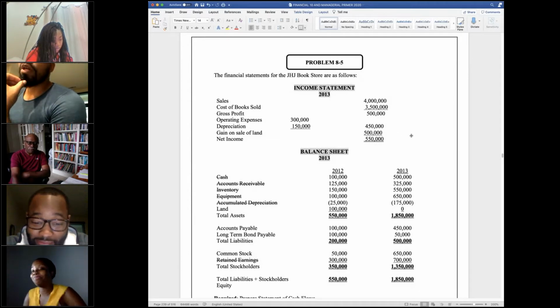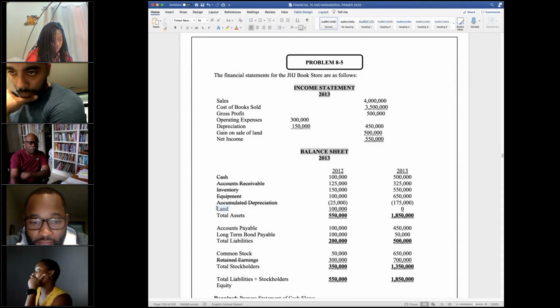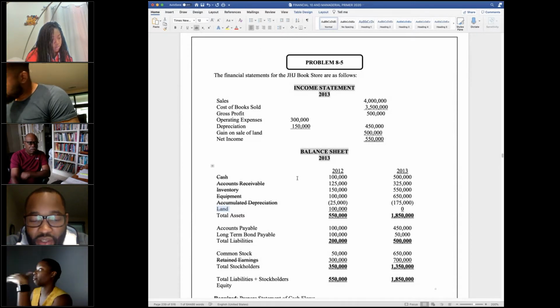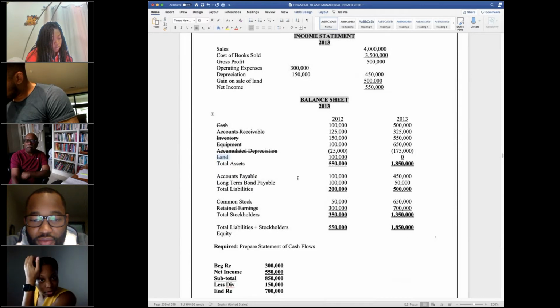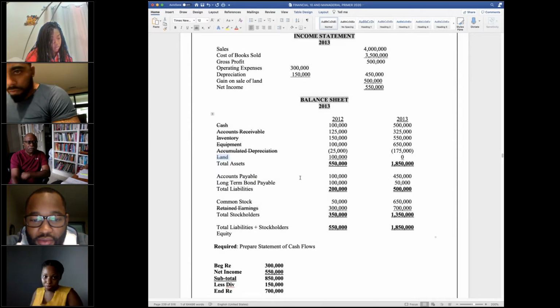Okay, so now we've taken care of land. And notice how we've almost finished with the problem now. We've got to go to accounts payable.